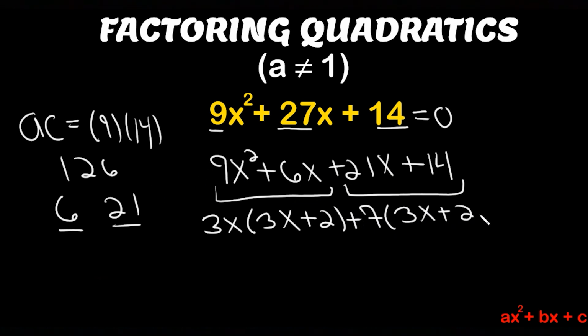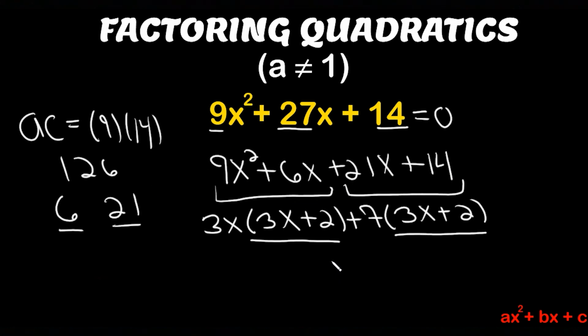So what do you notice right now about the problem? Well, I have a common factor. This right here is called your common factor. So if you do factor by grouping correctly, you should have a common factor. That's like your confirmation that you did the problem correctly, okay?